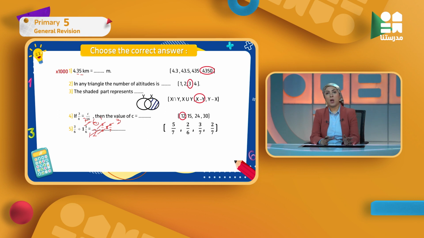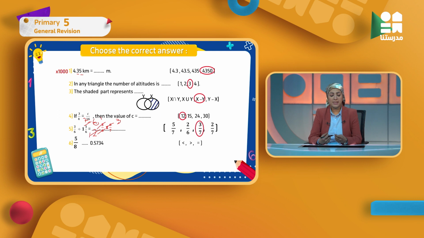So I will multiply the numerators by each other and the denominators by each other. Or simply, the first fraction already became 1. Any number times 1 is the number itself. So my fraction now is 3/7. This is the answer. Now let's move to question 6.